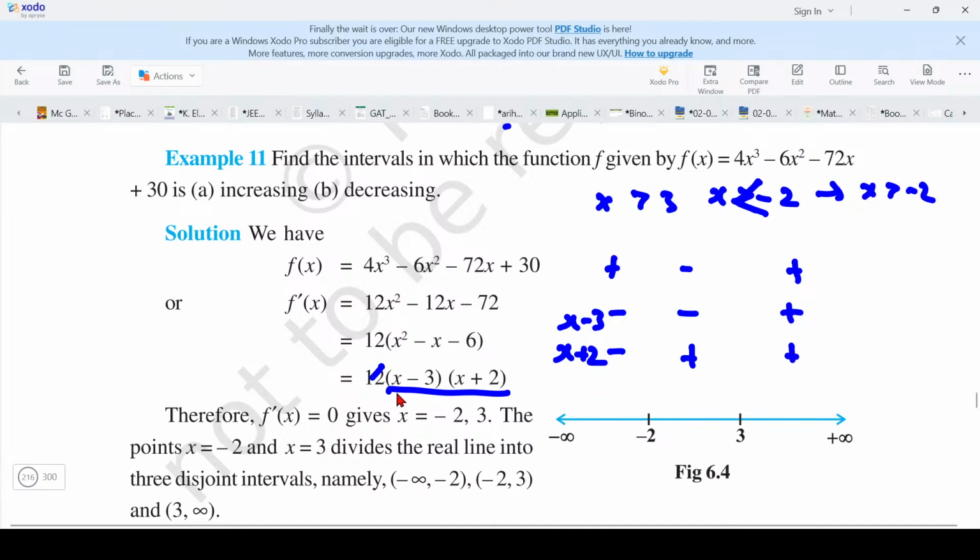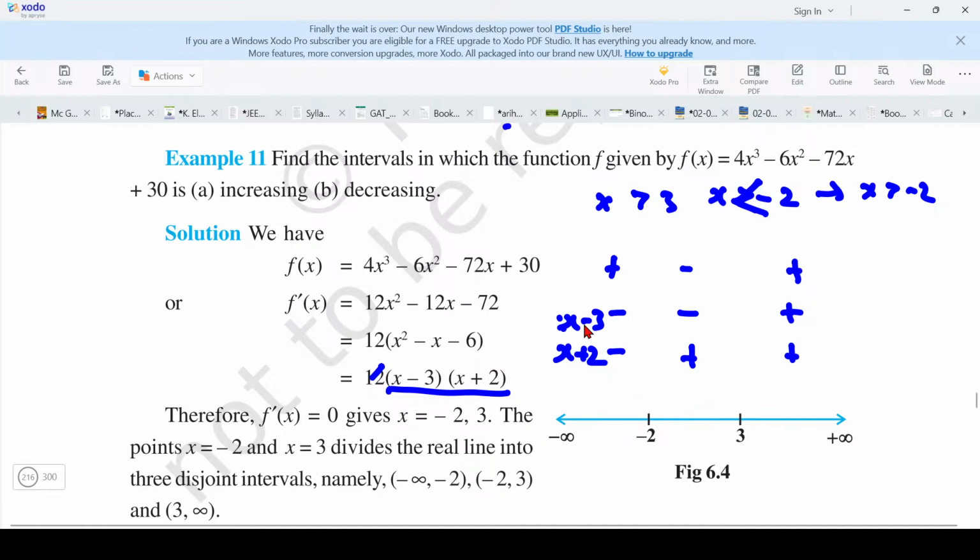So this is the product of these two, and now we are individually checking when each one of these is positive. x minus 3 is positive when x is greater than 3. Remaining all places it is negative, less than 3. Left side of 3 I'm marking negative. And x plus 2 is positive when x is greater than minus 2. So right side of minus 2 I'm marking positive, left side of minus 2 I'm marking negative.